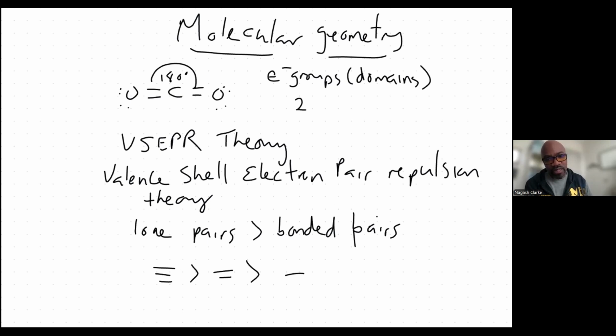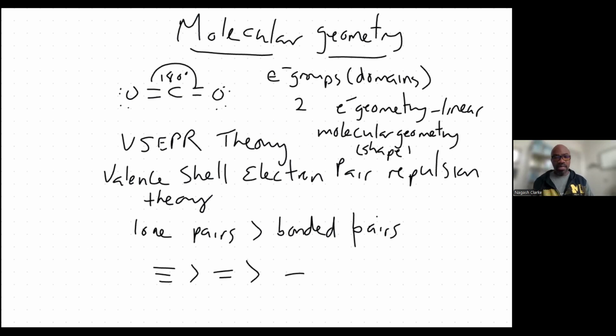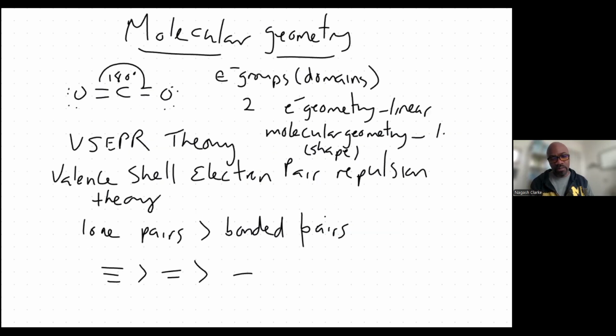So the electron geometry is linear. I have no lone pairs on the carbon, so the molecular geometry will also be linear. Geometry or shape, we call that shape. That's actually what we would see if we're looking at the molecule, also linear.